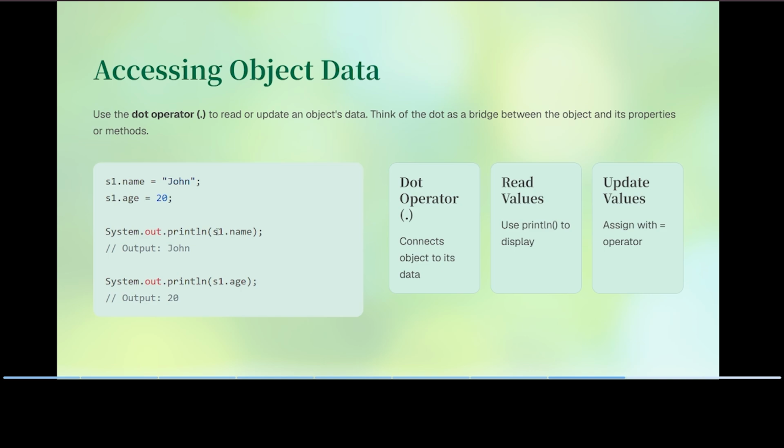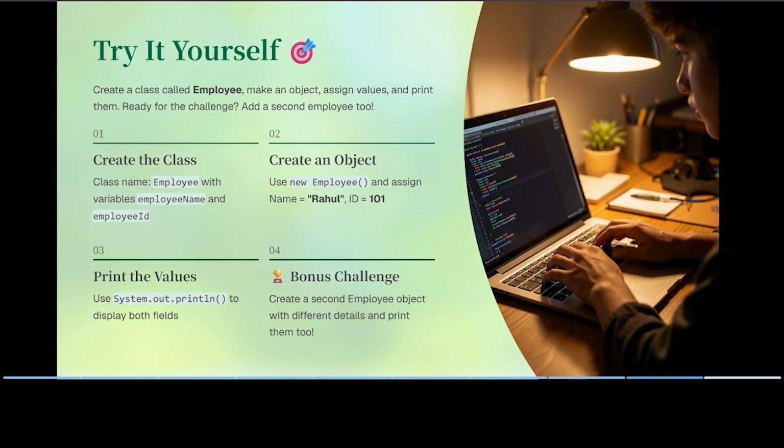s1.name equal to John means you have to print s1.name. We already saw this one, right? I hope you understand all the concepts I taught, and this is a simple task I will give you. You will create a class Employee, with the variables employee name as well as employee ID. Also create an object, I already said how to create an object, right? And you have to print the values and display both the fields. Also create a second employee object. I said that you have to create many objects. So you have to do these four tasks and practice.